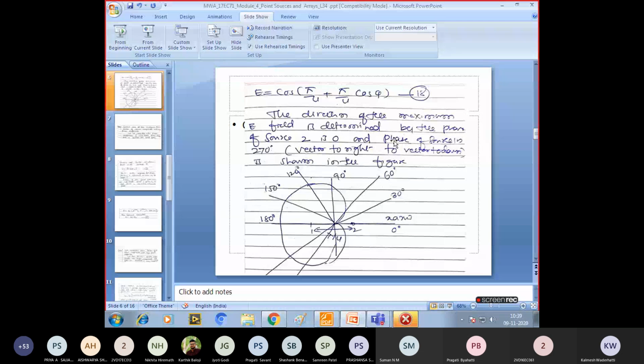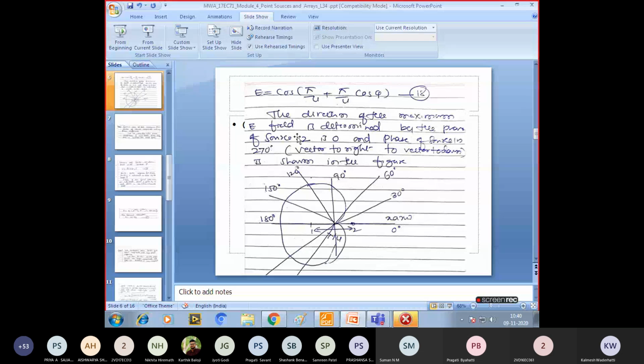Okay, the phase of source 1 is 270 degrees, which is nothing but the vector to the right to the vector to the down. Means at the right side, by considering this point source, it is with respect to the 90 degree as well as with respect to the 270 degree. Vector to right is with respect to the 90 degree as well as vector to down is with respect to the 270 degree. That is shown in the figure. The field will appear here.